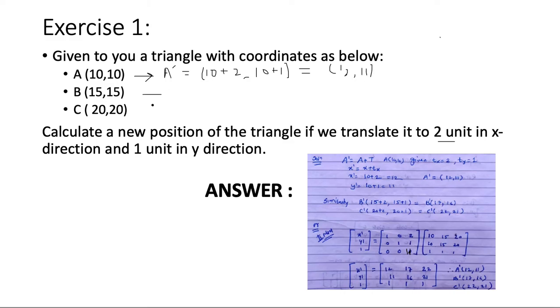The same goes for B and C. Then you will get the triangle at a new position. In this example, I provide you the answer in two ways. The first one, you just use the transformation equation, and the second option is by using a transformation matrix. Alright, that will be it for the translation.